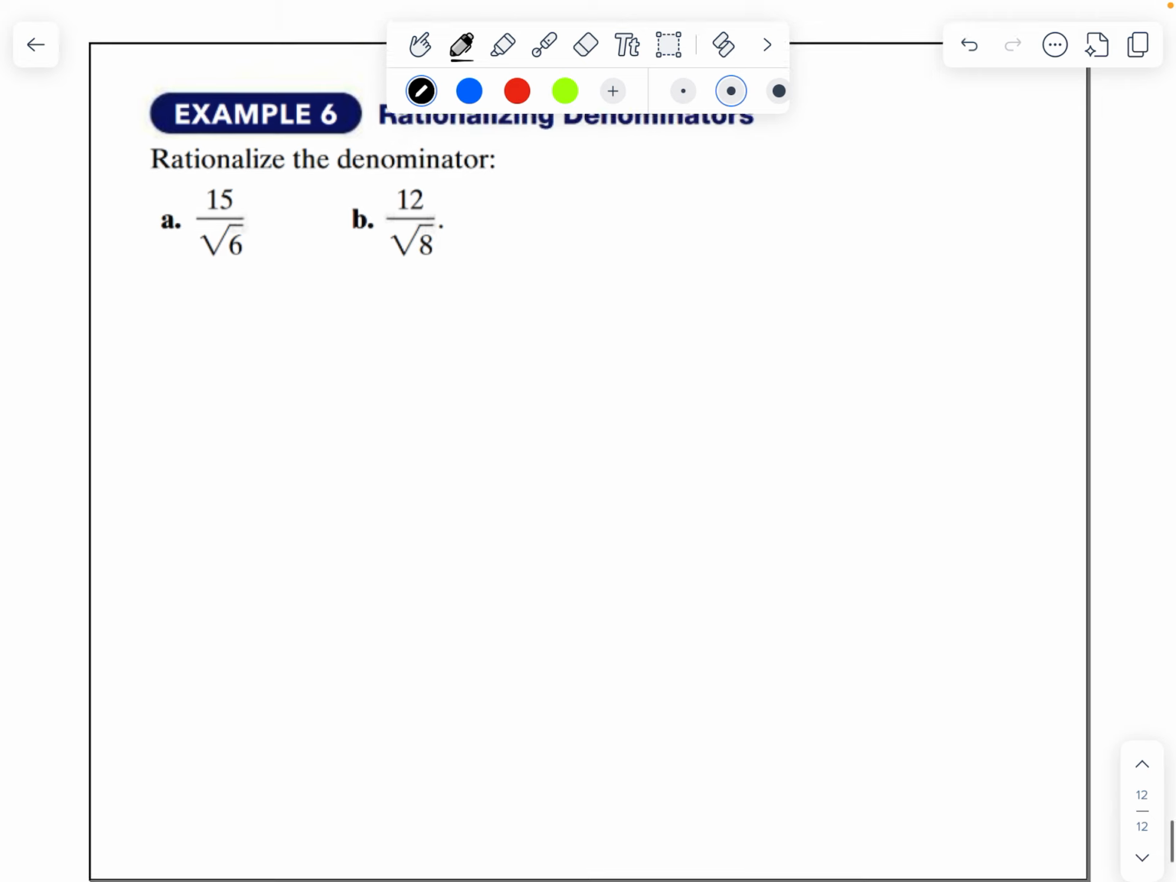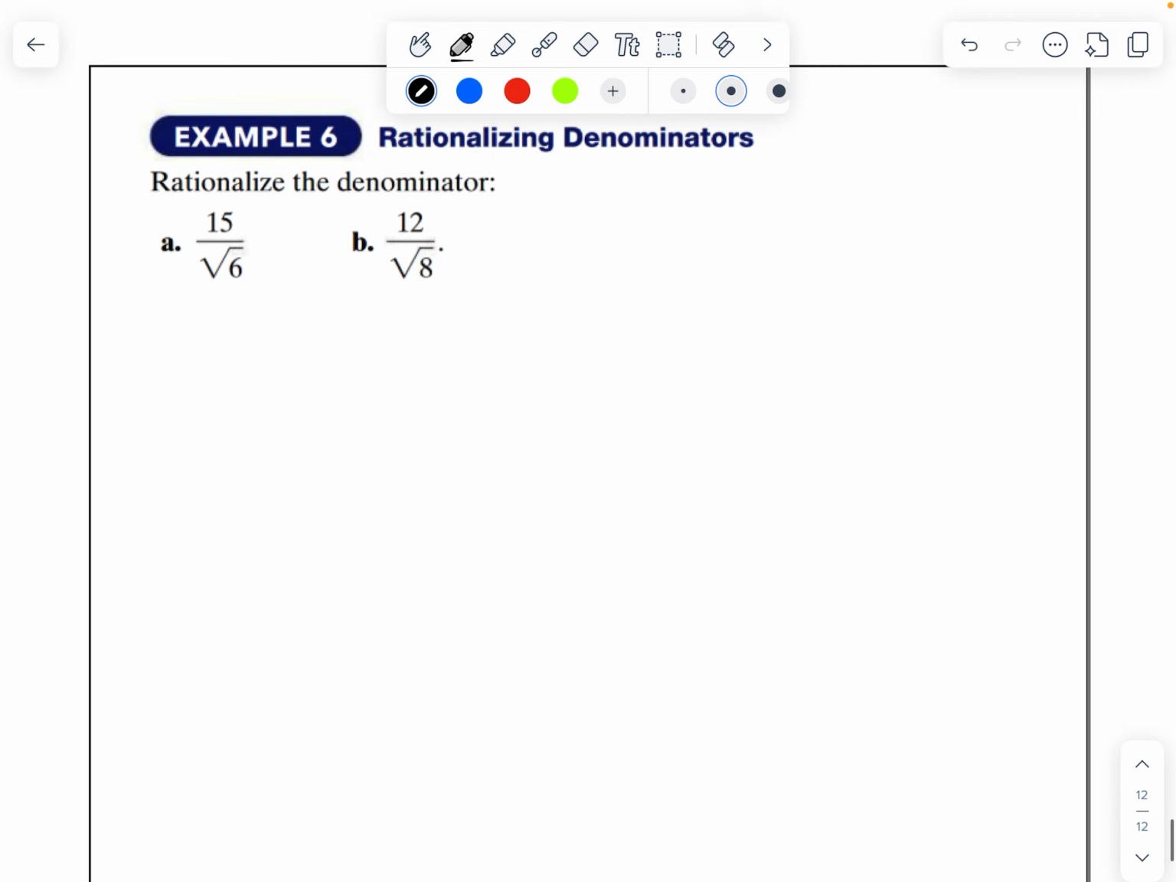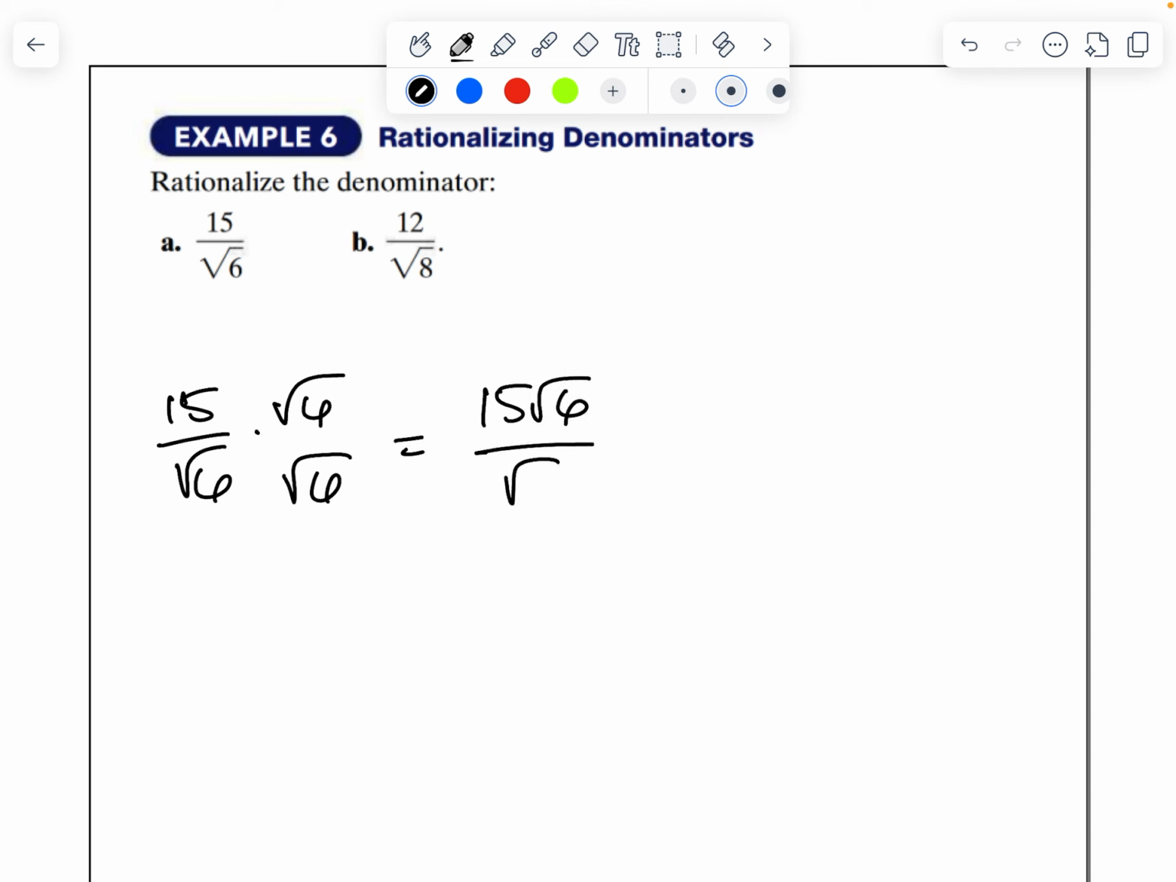Here's a couple of examples. Let's see if we can do these together. That first one, 15 over the square root of 6. Since the square root of 6 is what's on the bottom, we don't want to leave a square root in the bottom. You can multiply by the square root of 6 on top and bottom. You get 15 square root of 6 over square root of 36. If you type this in the calculator, 15 square root of 6 over 6.